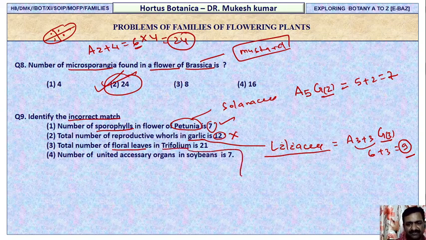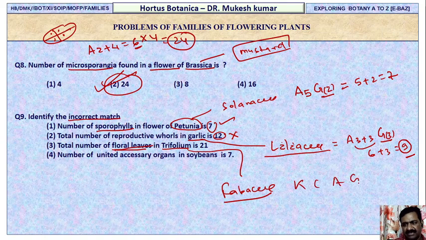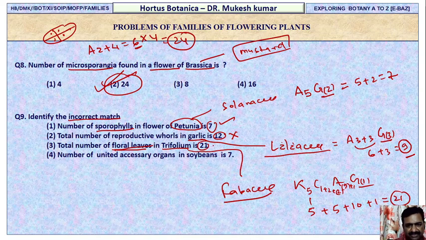Now, total number of floral leaves in Trifolium. My dear, Trifolium is Fabaceae. They are talking about the total floral leaves, so we have to count calyx, corolla, androecium and gynoecium. Here we have 5. Here 1 plus 2 plus 2 under bracket. Here 9 plus 1 under bracket. Here 1 under bracket. So the total is 5 plus 5 plus 10 plus 1, which is 21. It is 21. This is all correct.